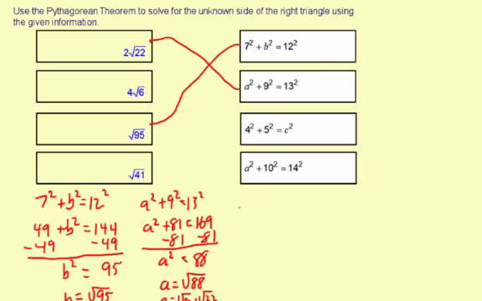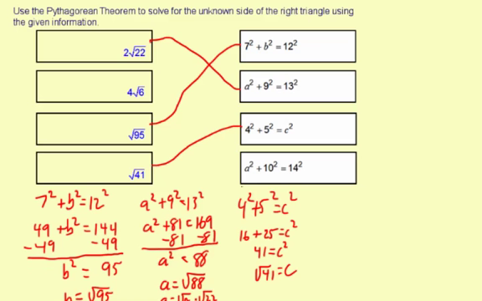Next one, 4 squared plus 5 squared equals c squared. 4 times 4 is 16, plus 5 times 5 is 25, equals c squared. 16 plus 25 is 41, c squared. So radical 41 equals c. And radical 41 cannot be reduced, so I'm going to match that up.